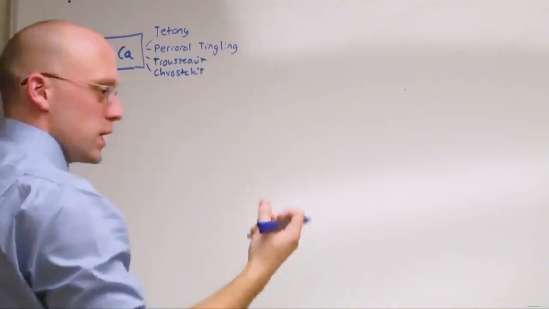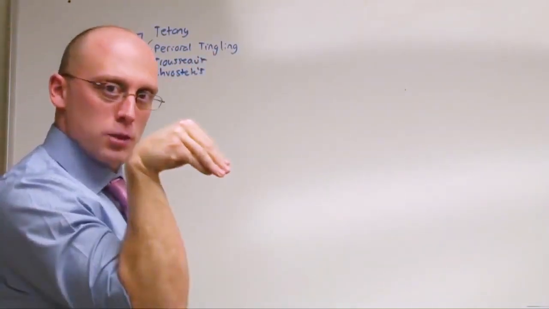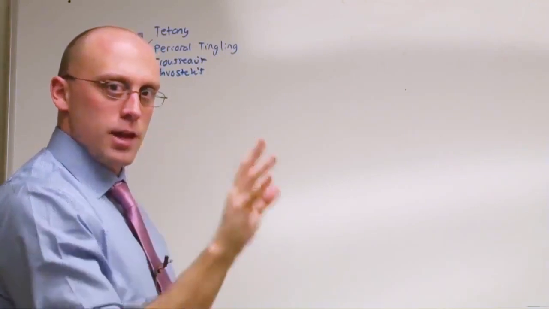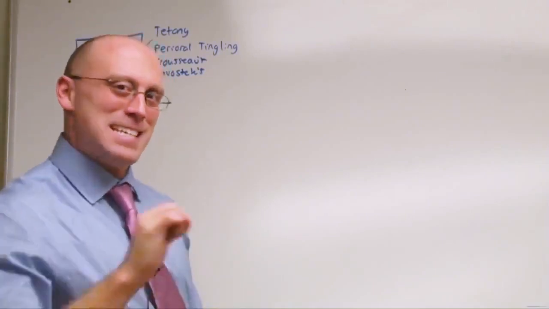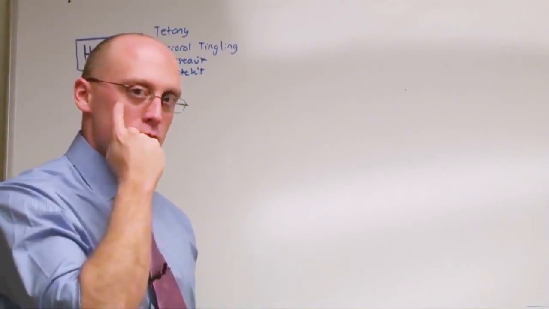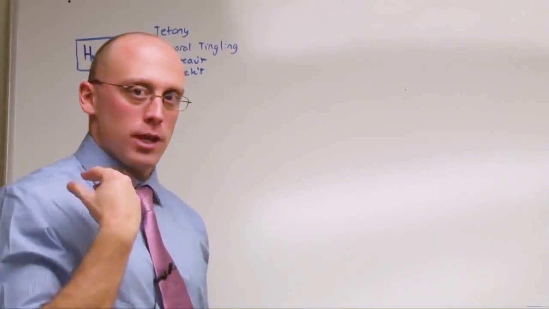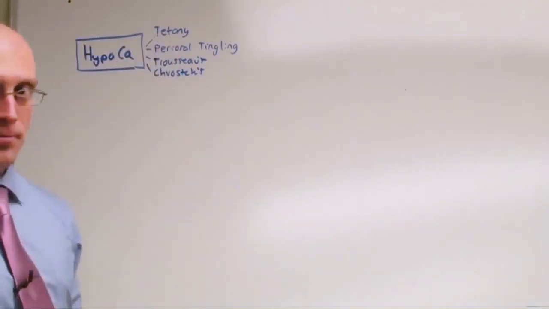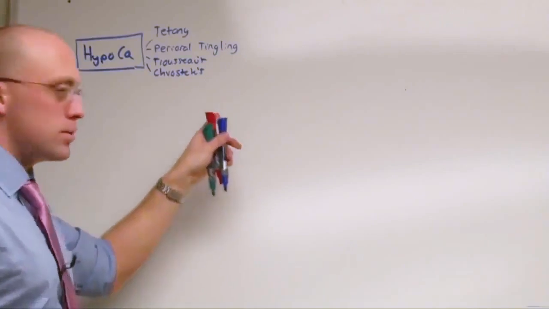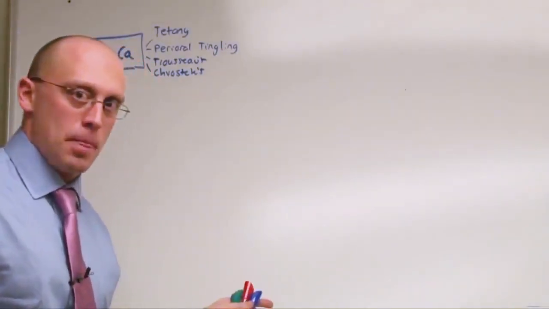Trousseau sign is where you inflate the blood pressure cuff and you get a carpopedal spasm. You deflate the cuff, hand goes to normal. Chvostek sign is where you tap the facial nerve. If you keep tapping, there's no dulling of the reflex. All of these are symptoms of hypocalcemia. If you have these symptoms, check a calcium.